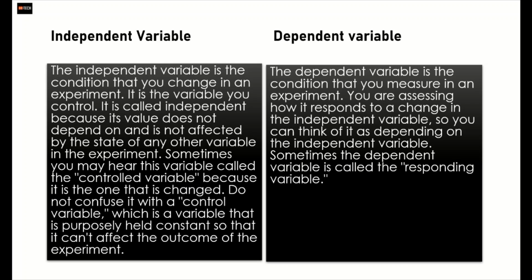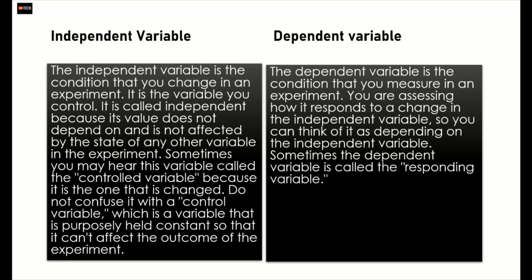Now, what this is simply saying is that it is, in an experiment, a variable that you can easily change, that you can alter, or that you are in control of, and there is nothing else in that experiment that controls it. That is our independent variable. While our dependent variable, on the other hand, is the one that depends on the other variables in an experiment.